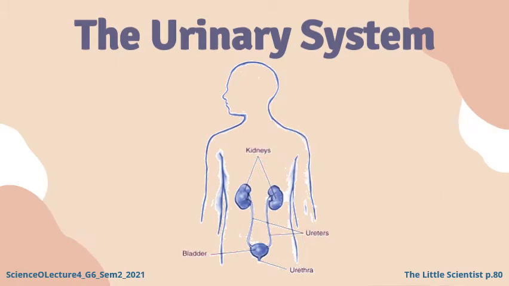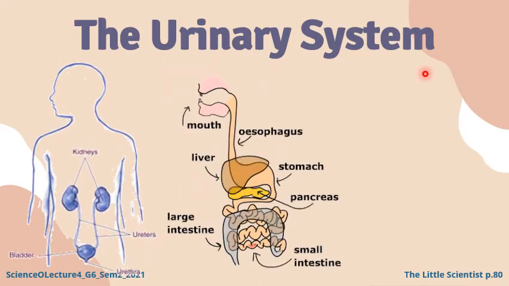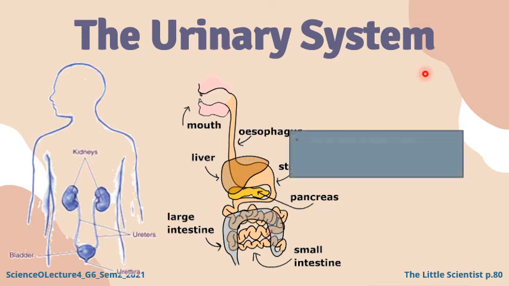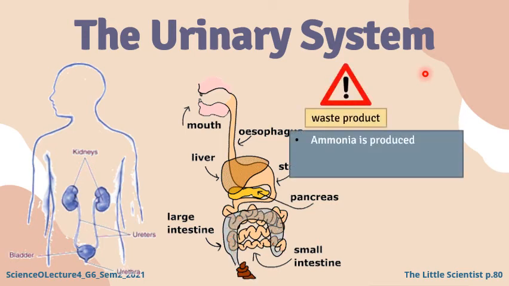How does the human urinary system work? Listen to me. This is again our digestive system. So when you eat, and especially when you consume food rich in proteins like chicken and meat, something called ammonia is produced. Ammonia is something toxic to your body. It is a waste product that must be eliminated. So what happens? The ammonia passes into your blood.